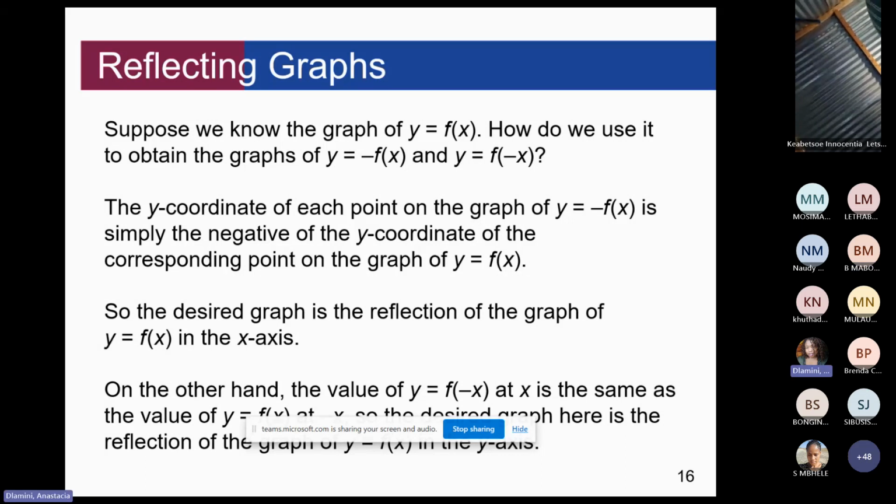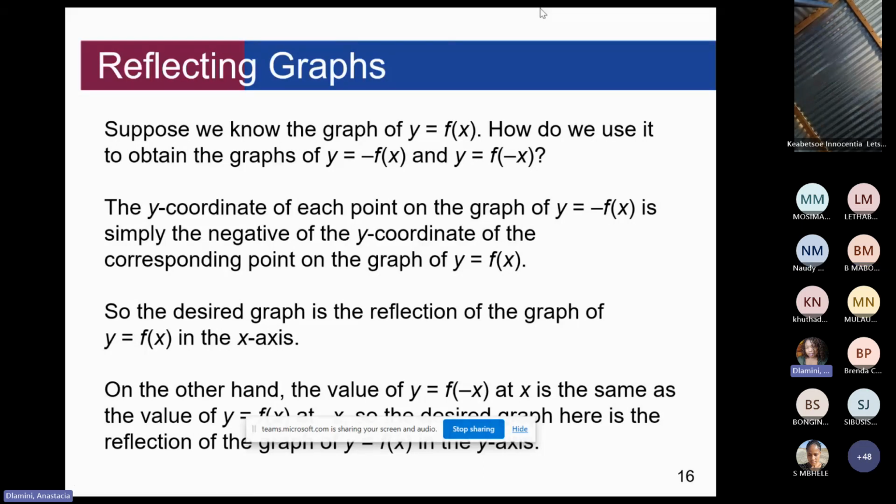The y coordinate of each point on the graph of y equals negative f of x is simply the negative of the y coordinate of the corresponding point on the graph of f of x. So the desired graph is the reflection of the graph of y equals f of x in the x-axis. On the other hand, the value of y equals f of minus x at x is the same as the value of y equals f of x at minus x. So the desired graph here is the reflection of the graph of f of x in the y-axis.